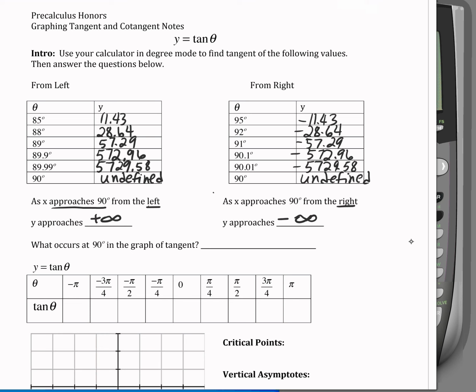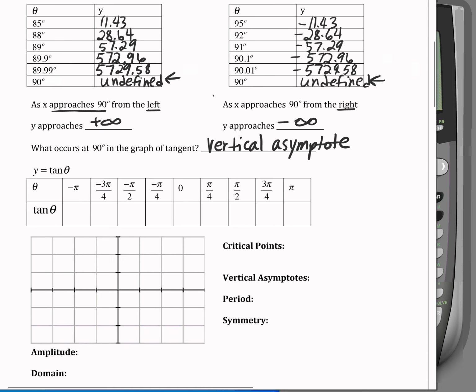Because either side is approaching infinity, we have to think about arrows. Rather than having a hole in the graph where it's undefined, we are going to have a vertical asymptote. So sine and cosine graphs were continuous. Our tangent and cotangent graphs will have vertical asymptotes now because we have these spots where the graph is undefined. Then we're going to go through and get some specific points in our table.